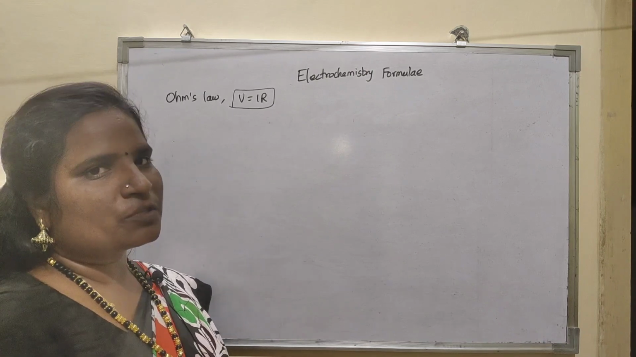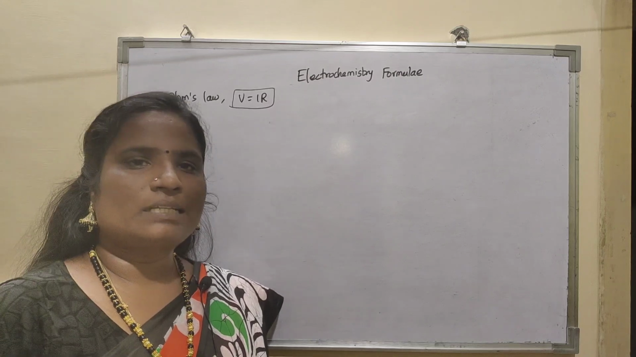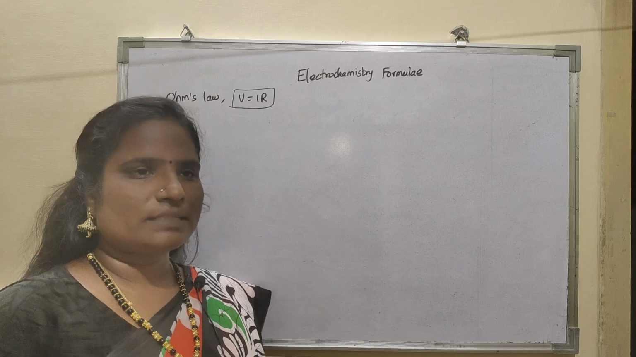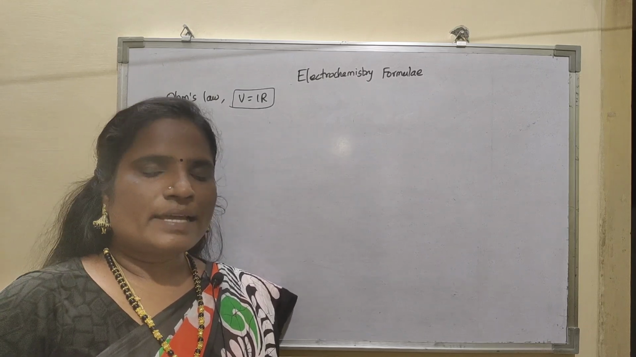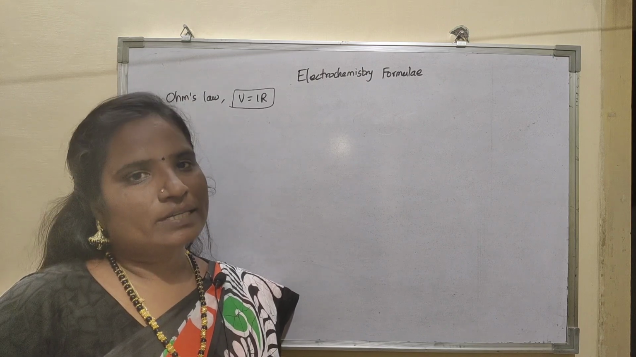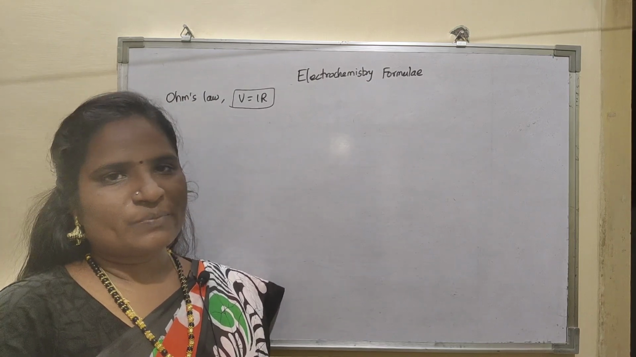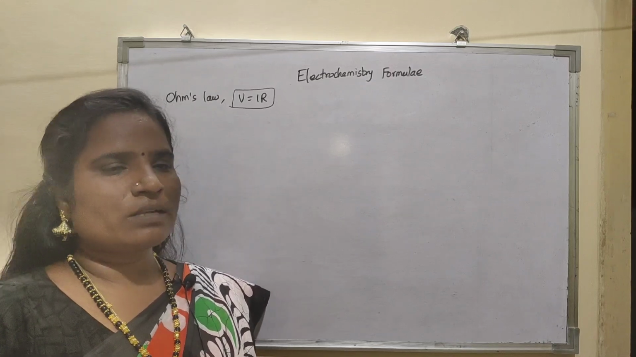So in electrochemistry basically we classify the conductors based on the conductivity, namely conductors, insulators and semiconductors. Conductors are further classified into two types: electronic conductors and electrolytic conductors. Our point of interest in electrochemistry is mainly the electrolytic conductors. They also obey Ohm's law.